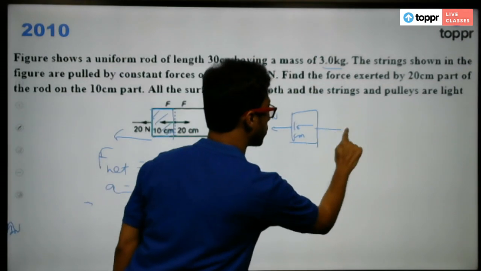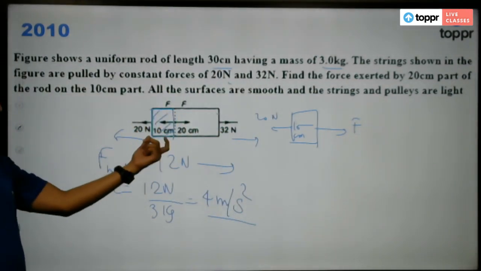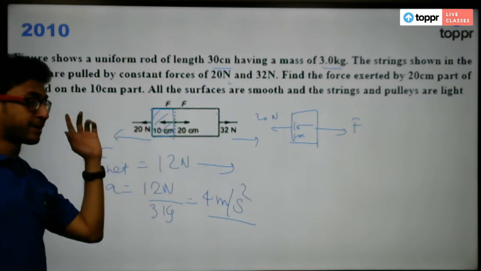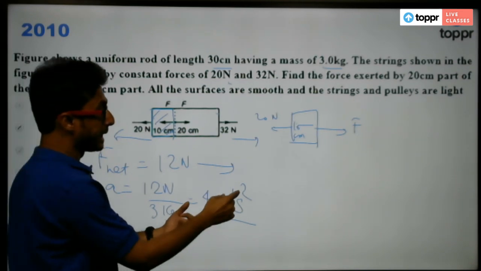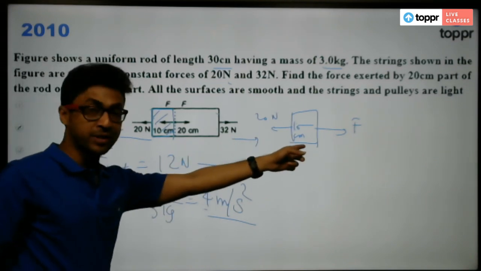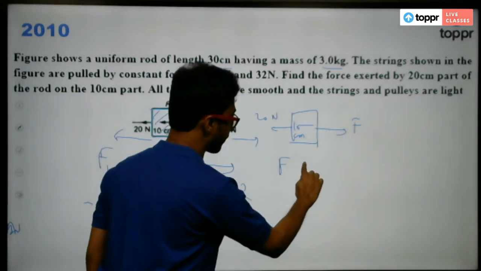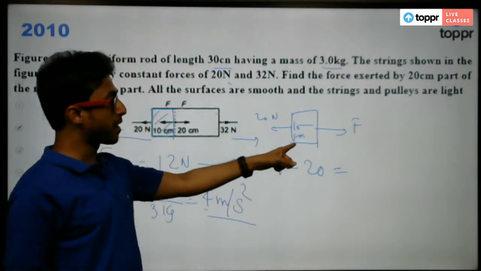This force we don't know. This force we need to calculate. How will we find? Now, the parts of the body is also moving with this acceleration. So definitely, with Newton's laws of motion, we can say the net force on this body will produce the same acceleration. That is F minus 20 will be equal to, what is the mass of this?